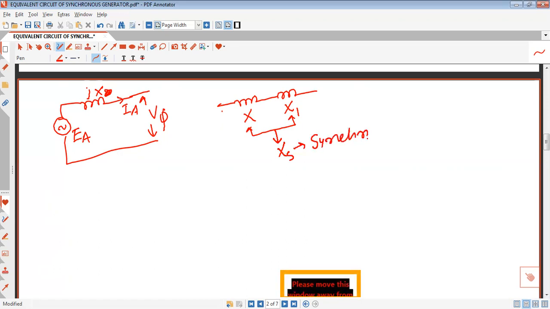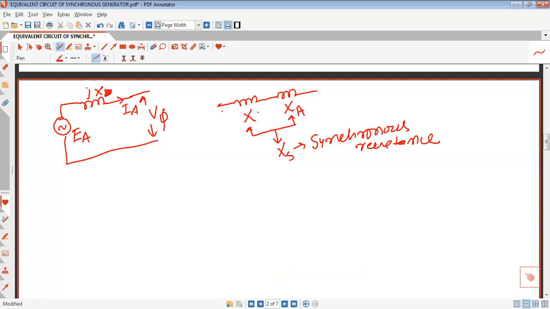This is our synchronous reactance, meaning the machine has resistance and the machine has inductance also. This portion we can also write as XA, the armature reactance, which is the reactance due to the armature reaction. So the summation of these two is called synchronous reactance, and there is also a resistance.